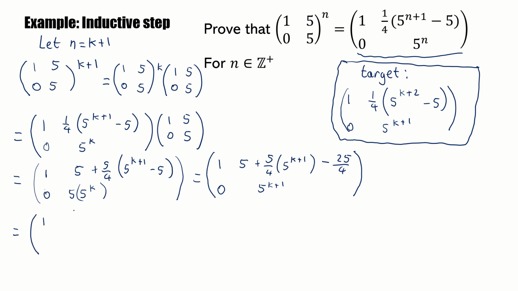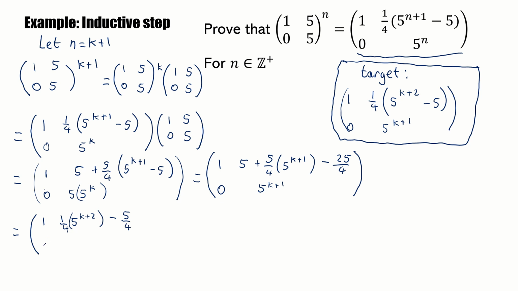So 5 over 4 times by 5 to the power of k plus 1, dealing with that, well, 5 over 4 could be viewed as 1/4 times by 5, and therefore that 5 can now be combined with a 5 to the power of k plus 1 to get a 5 to the power of k plus 2, but therefore multiplied by 1/4. And then we also have 5 take away 25 over 4, and if you do that, you'll find that comes out as 5 over 4.